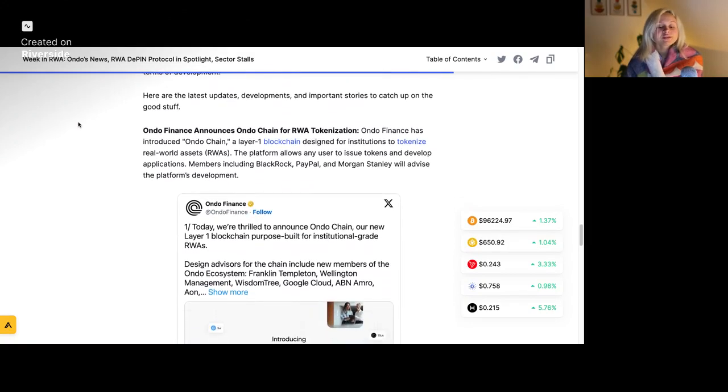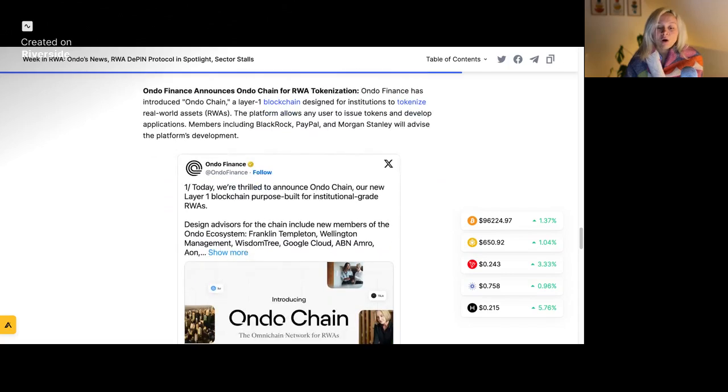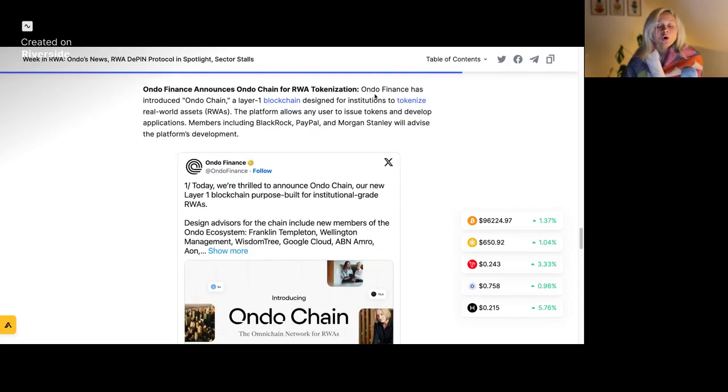Ondo Finance announced Ondo Chain for RWA tokenization. Ondo Finance has introduced Ondo Chain, a layer 1 blockchain designed for institutions to tokenize real-world assets (RWAs). The platform allows any user to issue tokens and develop applications. Members, including BlackRock, PayPal, and Morgan, will advise the platform's development.